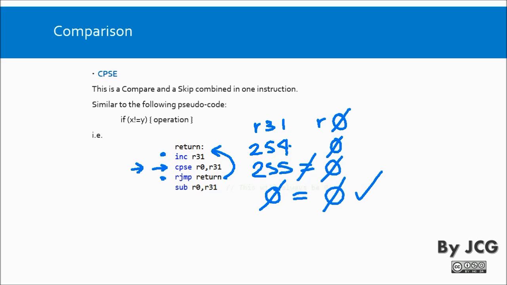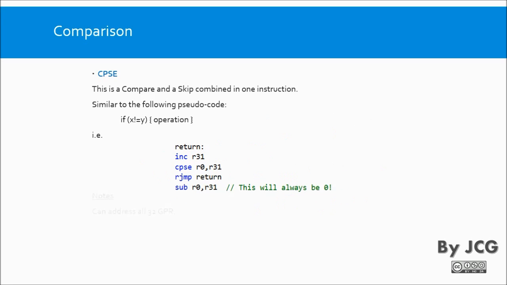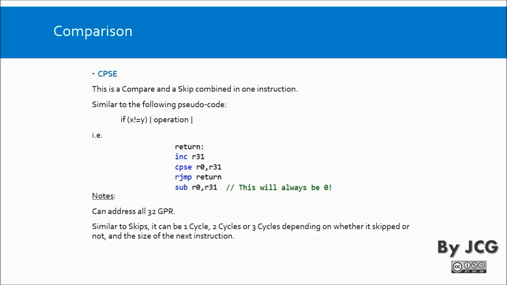And since they're equal, I'm going to perform a skip. So the skip is going to skip the jump, and it's going to perform this instruction. So this will always be 0, because the only way we get to this piece of code, which is the subtraction, is if both registers are equal. And if both registers are equal, then the subtraction is always going to be 0. This instruction can address all 32 general purpose registers, and similar to skips, it can be either 1 cycle, 2 cycles, or 3 cycles, depending on whether it skips or not, and the size of the next instruction.